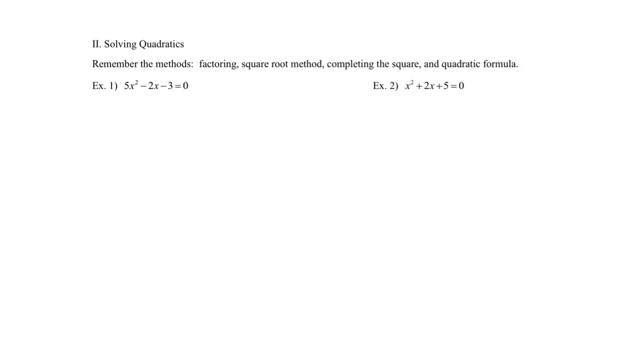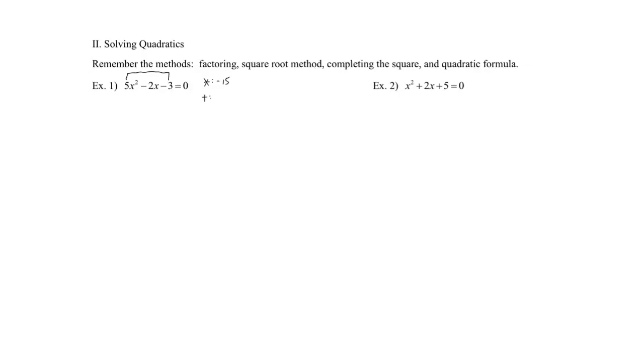In example 1, we have 5x squared minus 2x minus 3 is equal to 0. On this particular problem, I'm going to show you that this can be factored, and I'm going to show you how to factor it by the method called factoring by grouping. The first thing is that we want to look at the ends of this equation, which would be 5 and negative 3. When we multiply those two numbers together, we get negative 15.